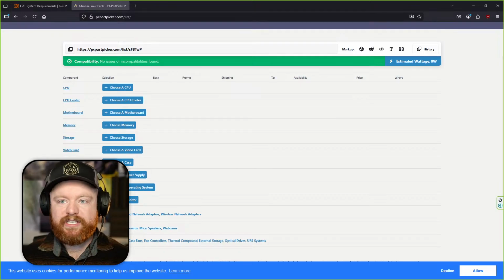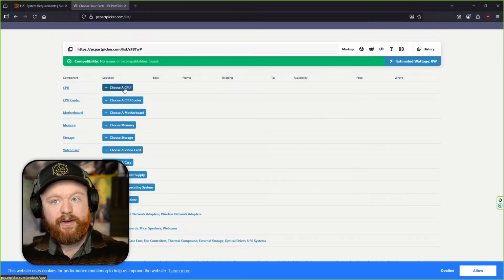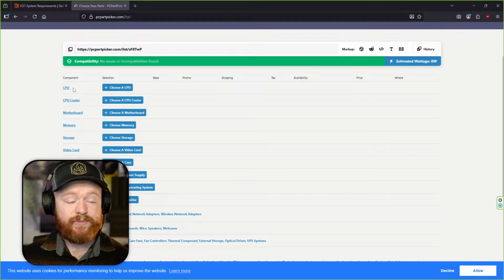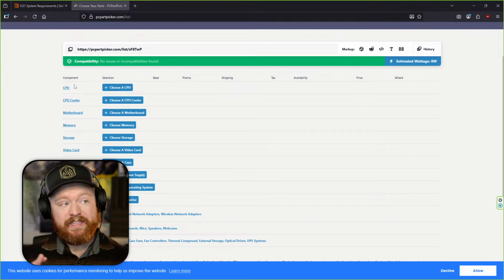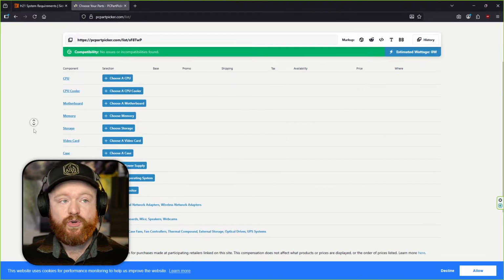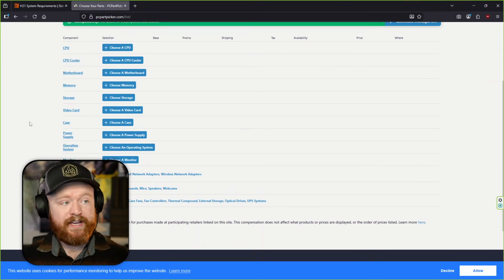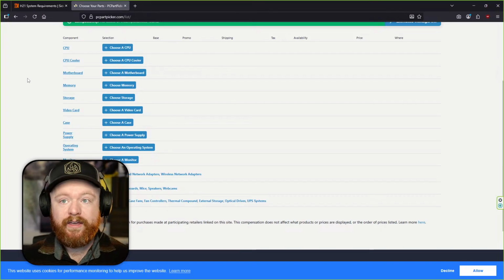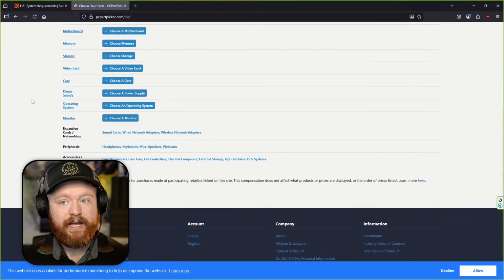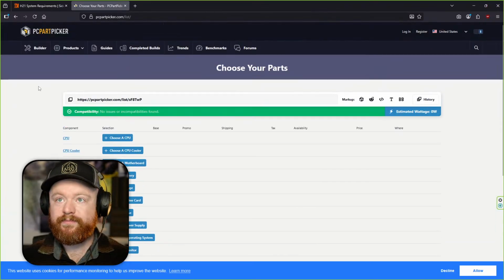when I bring this up, though, this will, as a beginner, give you an idea of what sort of components are the most relevant to pay attention to. So when we think about everything that makes up a computer, this is it. We have a CPU, the cooler for the CPU, the motherboard, that's where everything attaches to, the memory, storage, video card, case, power supply, and all of this.